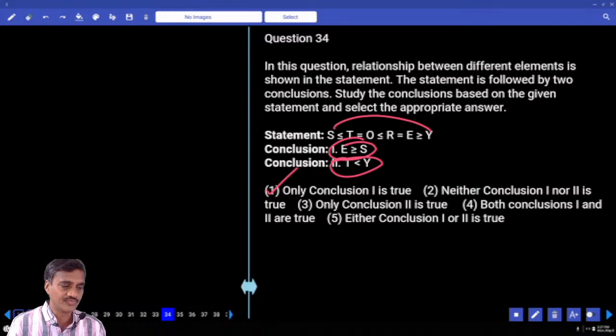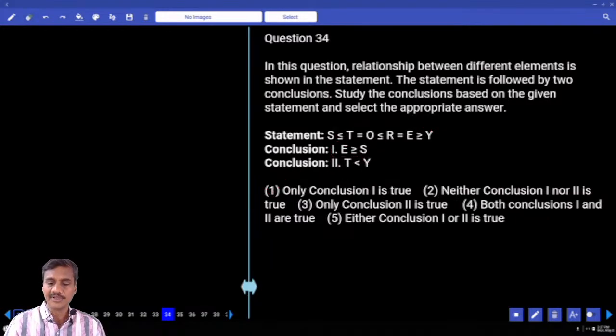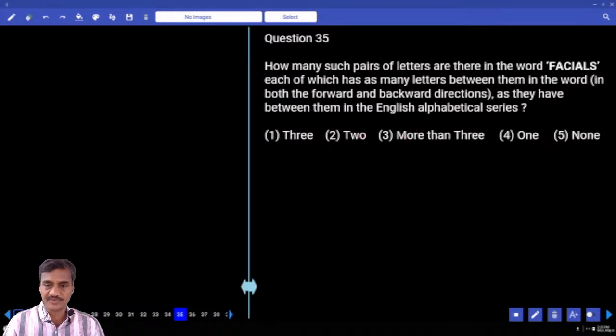Then 34, E and S. From S to E, forget about this symbol equal to. S lesser than or equals to E greater than or equals to S. T and Y, opposite symbol, no relation. And so what is your answer? Only one choice, 134. Then 35.